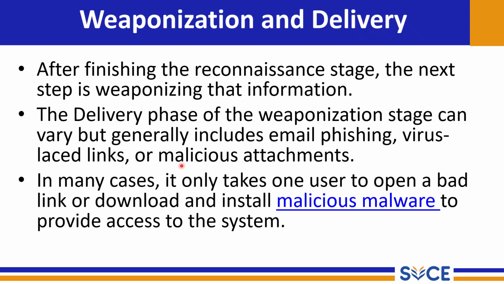Here also, we know there are some cases where it uses automated tools such as exploit kits, spear phishing attacks with malicious links or attachments, and malware. The delivery phase of the weaponization stage can vary, but generally includes email phishing, virus-based links, or malicious attachments. So gain full visibility into all traffic, including SSL, block high risk applications, and extend those protections to remote and mobile devices.